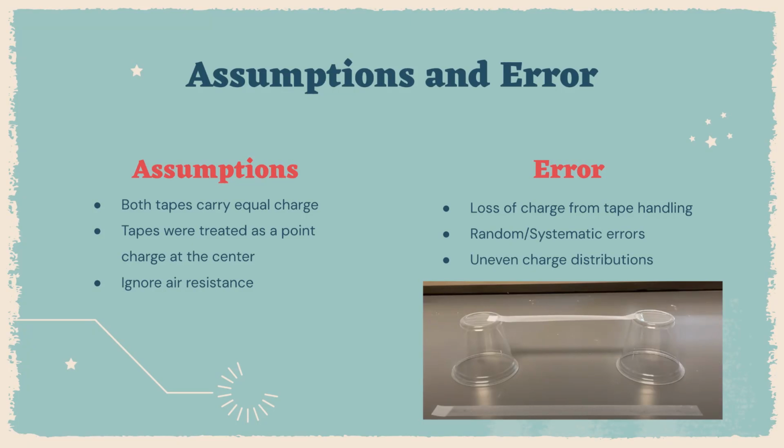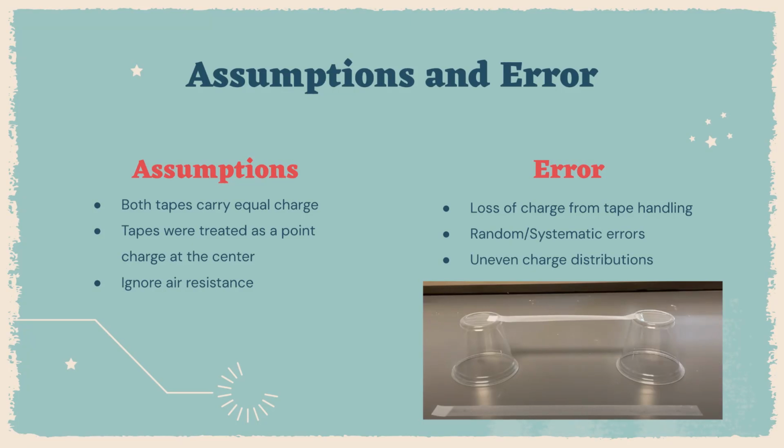To make the math manageable, we used three main assumptions. First, we assumed both tapes had the same amount of charge. This is reasonable since they were prepared in the same way. Second, we treated each tape as if all of its charges were concentrated at the center, even though in reality the charges spread along the tape. This simplification allowed us to apply Coulomb's law directly. Third, we ignored air resistance, since the floating condition depends mostly on the balance between electric and gravitational forces.